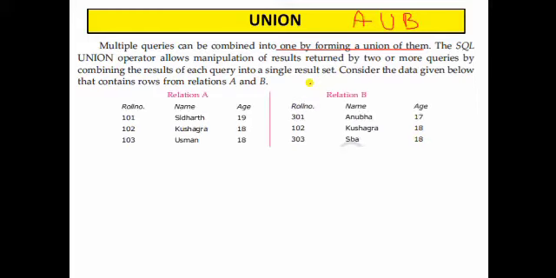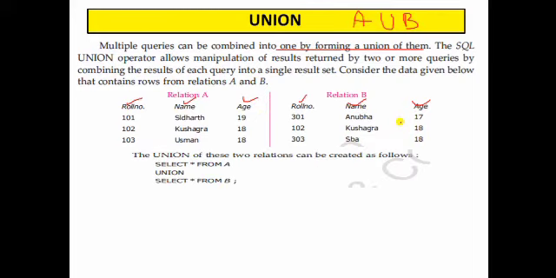We have relation 1 and relation 2. What is a relation? A relation is a table. Table A and table B. If you observe the data carefully, this is the data. These tables have the same columns. We'll talk about the rules of union later, but you can observe from here that the same columns are there in table A and table B. Let us see what happens when you apply the union.